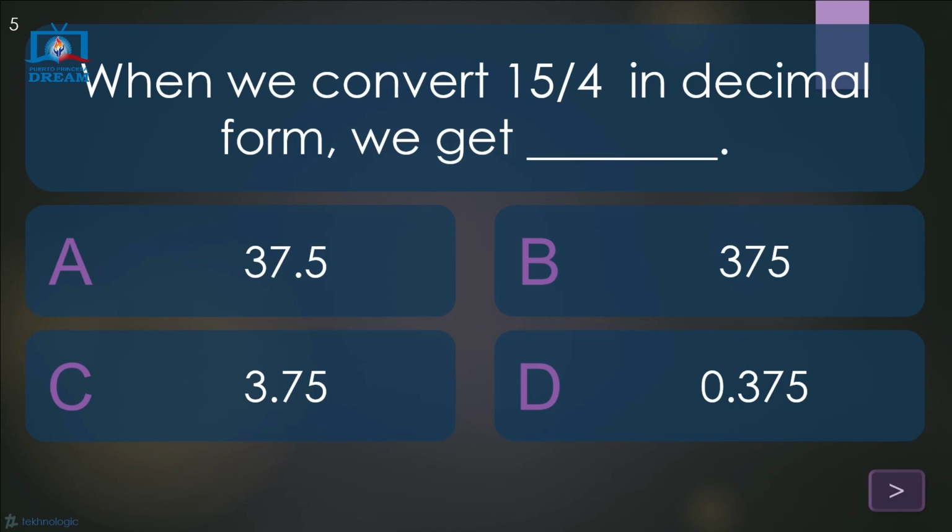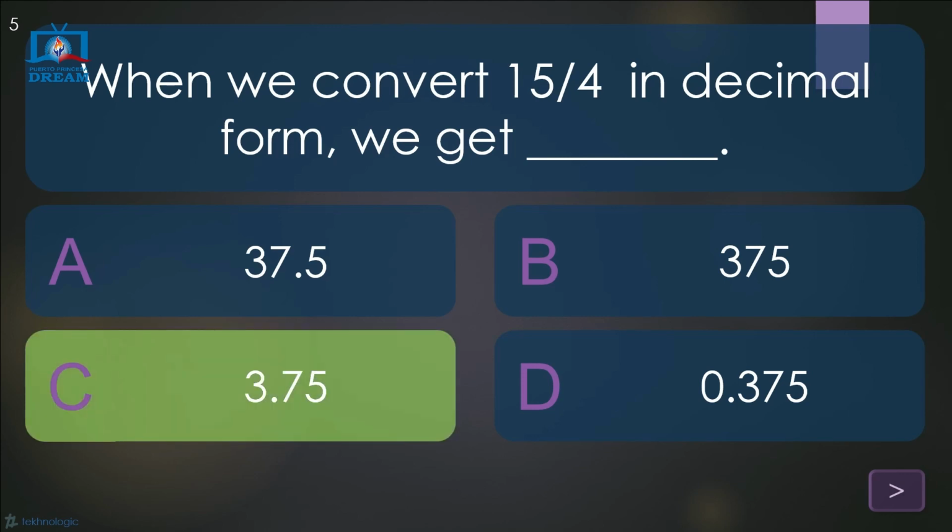Number 5. When we convert 15/4 in decimal form, we get A, 37.5, B, 375, C, 3.75, D, 0.375. The correct answer is C, 3.75.